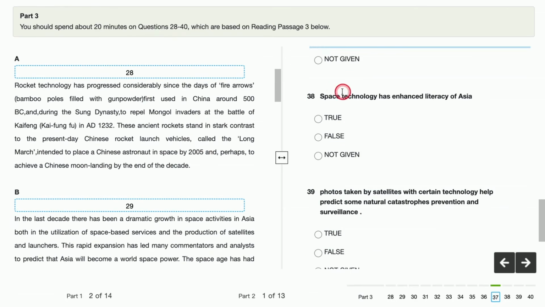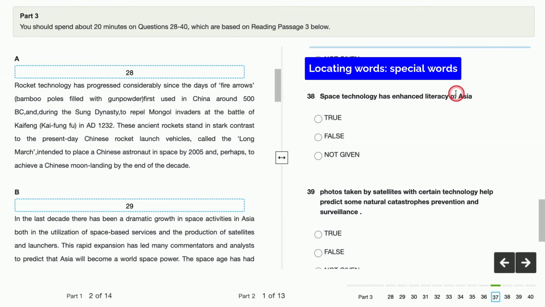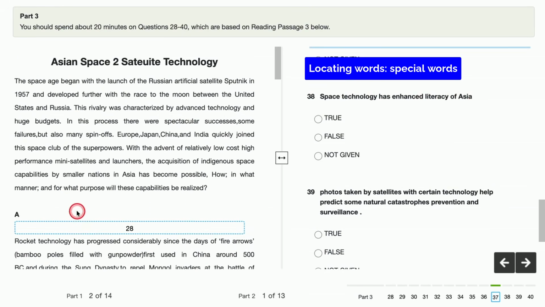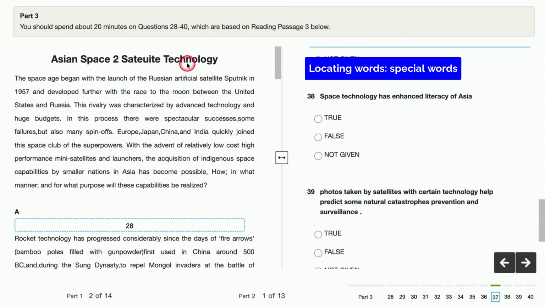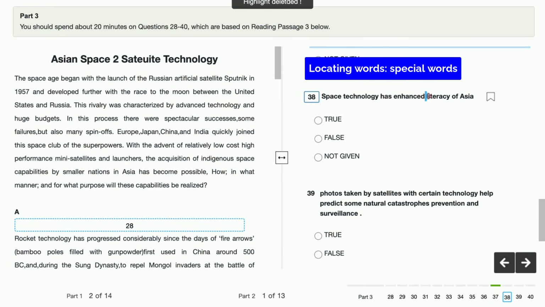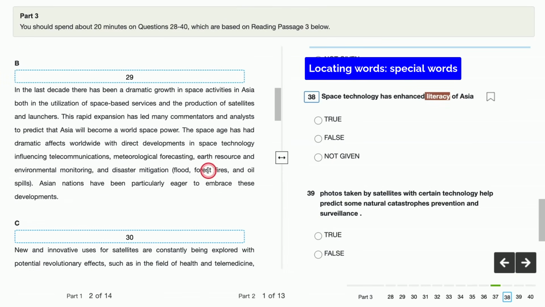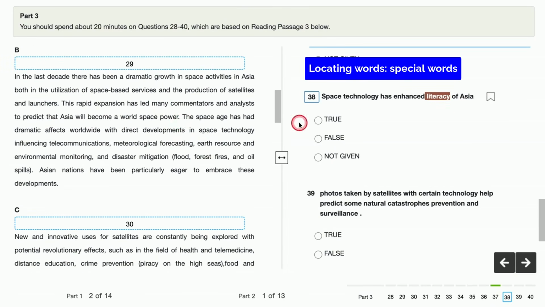Next one. Space technology has enhanced the literacy of Asia. Which word do you think is special? Obviously, we shouldn't use space technology or Asia to locate the answer because the whole passage is about space technology in Asia, right? I think literacy is very special. Now, I will play the audio for paragraph B. You try to find out if it mentions the literacy of Asia.